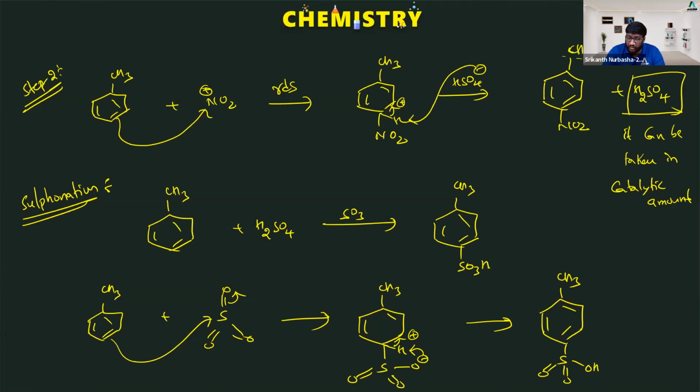Sulfonic group is actually substituted at the para position, and this is going to be the respective major product. Is that clear, students? Is everything clear so far?